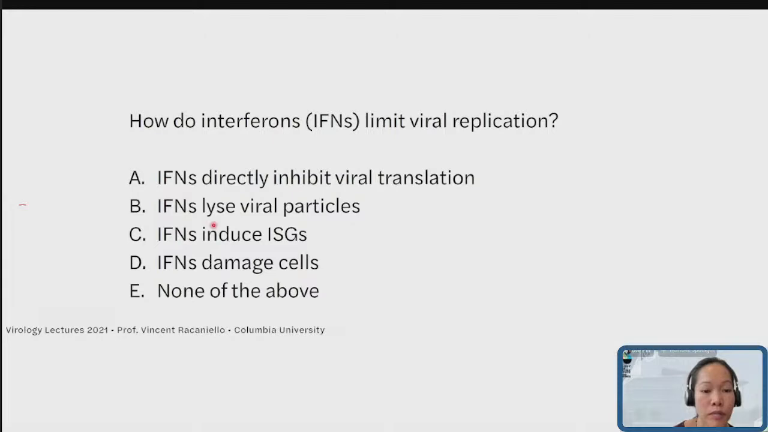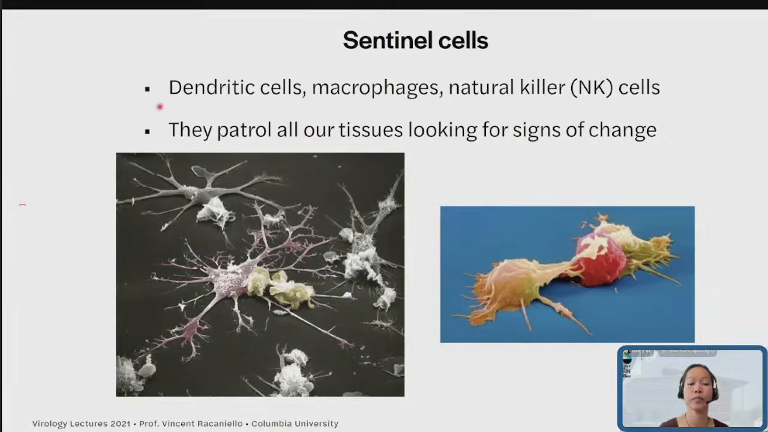Delays viral particles, they induce ISGs, damage cells all around their body. Dendritic cells look like neurons. The reason why they're called dendritic cells is really because of the very intricate processes of the cells. And this is a dendritic cell as well. And then you can see here, it is bound to a foreign particle, which is the red one.